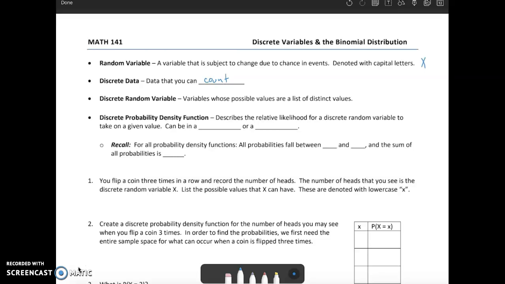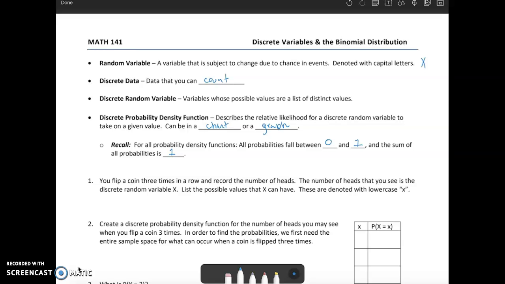We can create a discrete probability density function then, which describes the relative likelihood for a discrete random variable to take on a given value. Usually these are given in a chart or in a graph, or both. So recall, for any probability density function, all probabilities have to fall between 0 and 1, and the sum of all the probabilities is 1. So that applies here as well.